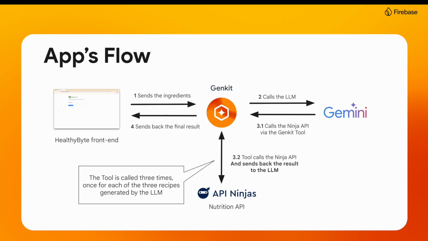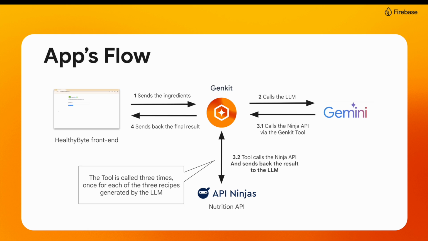As part of the prompt execution, the LLM makes a tool call via Genkit. This tool interacts with the Nutritional Ninja API to retrieve nutritional data. The tool is called 3 times, once for each of the 3 recipes generated by the LLM. The LLM then uses the results of those tool calls to enrich its response and sends the final result back to Genkit, which in turn returns it to the front end.